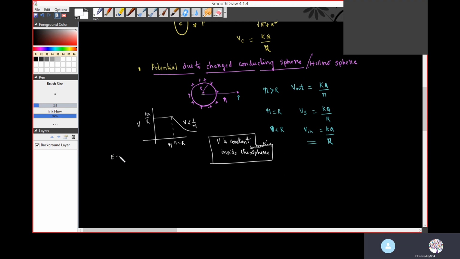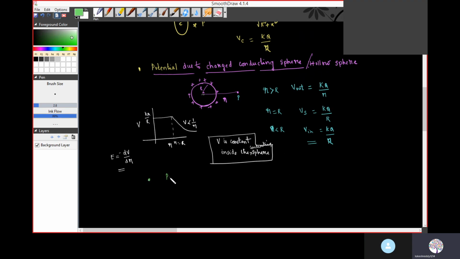Now when you write the relation between E and dV, we write E is equal to minus dV by dr. Here V is constant. When V is constant, it is not changing, so the differential of a constant is zero. That's why electric field is zero. From this relation also we can put our argument.